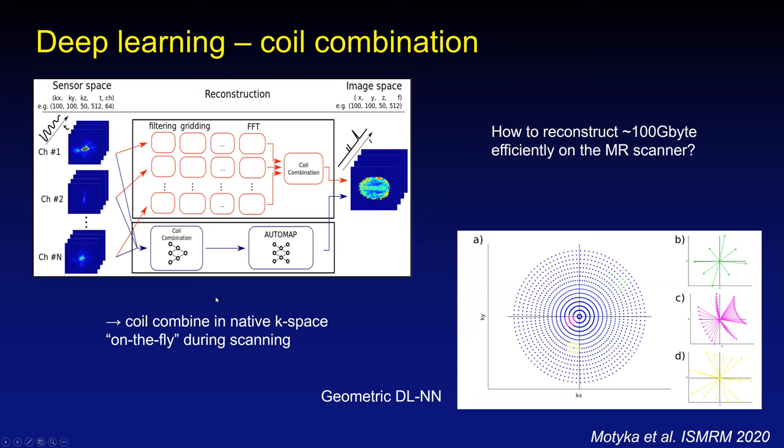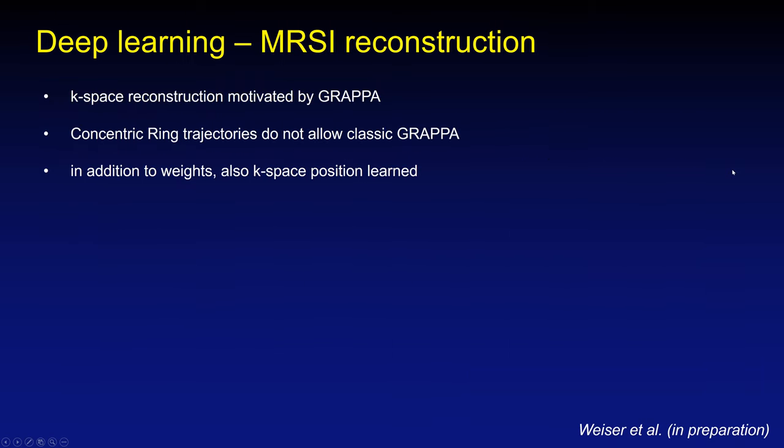What's complicated about this is that this is then not a multiplication anymore with a sensitivity map, but you have to do this as a kernel operation, like GRAPPA, for example. And for this, because we have non-Cartesian trajectories, we had to introduce a new geometric deep learning approach that has so far not been used in MRI for reconstructions. Actually, this is already published. It's not only at ISMRM, but it was published in MRM. I think this is a very nice approach to lessen the problems with online reconstruction.